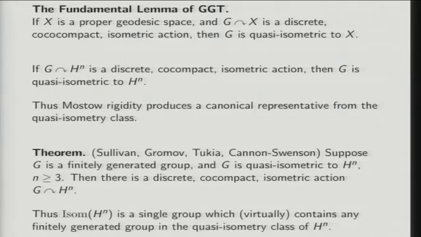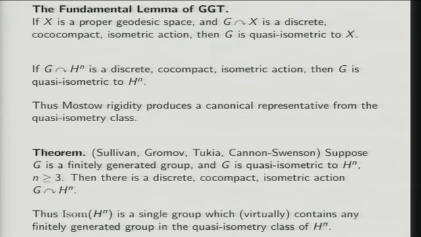So this has a nice picture: if you take a discrete co-compact subgroup of the isometry group of hyperbolic space, then somehow you have this nice canonical overgroup or supergroup, the full isometry group. And that larger group, the Lie group, contains anything quasi-isometric to the original group.